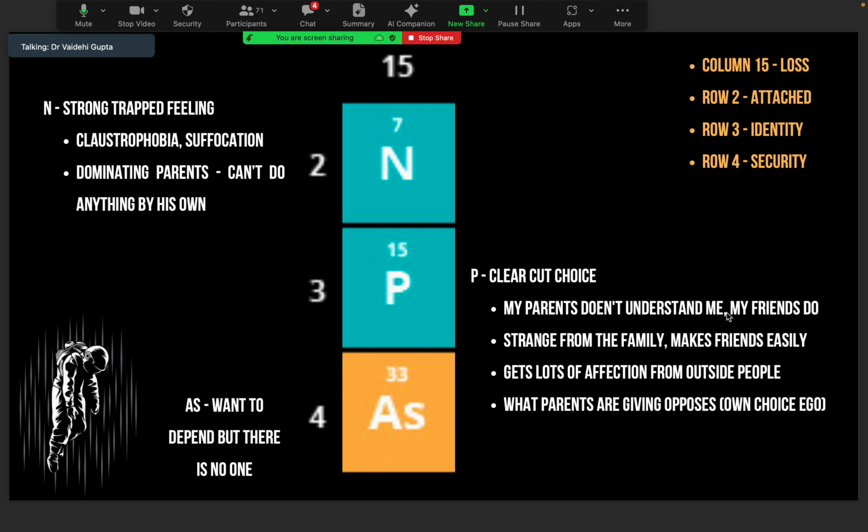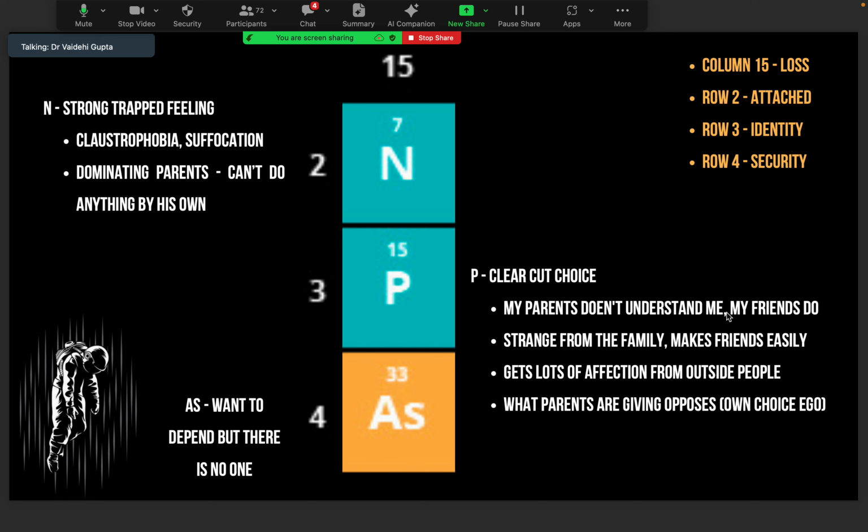Phosphorus, they have clear-cut choice. My parents don't understand me. My friends too. He stands apart from family, but he can make friends easily. In the outside world, they are quite popular. They want to impress people. Let's get lots of affection from the outside people.